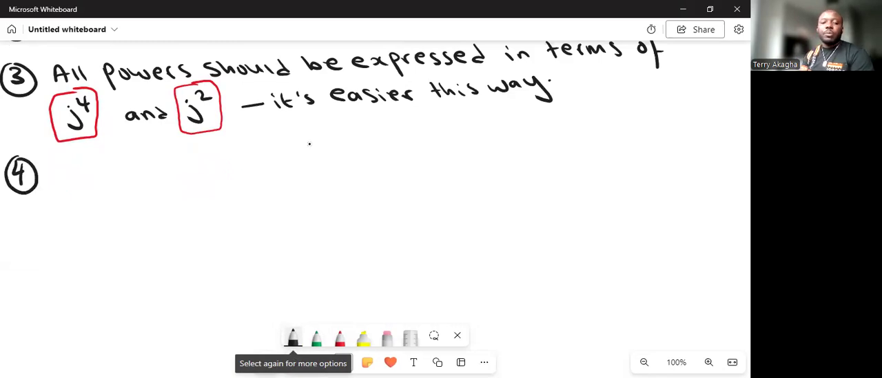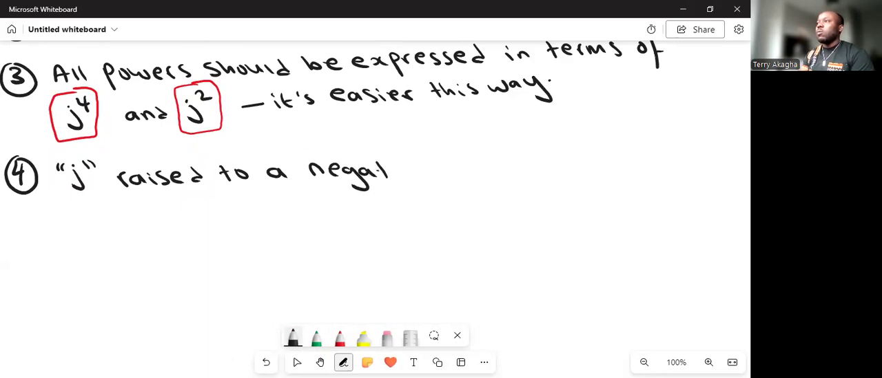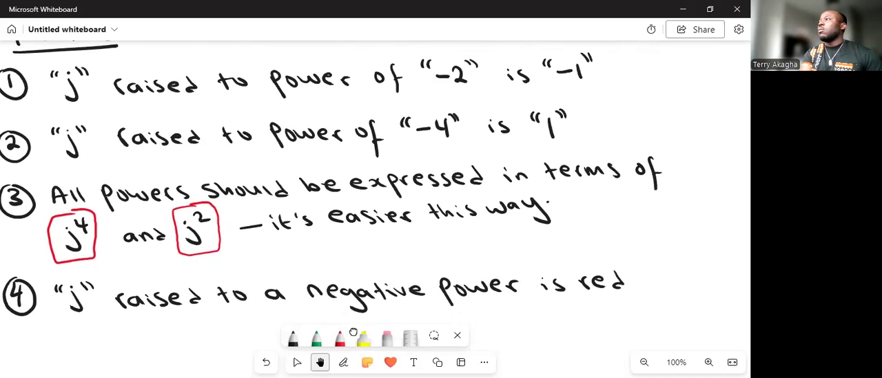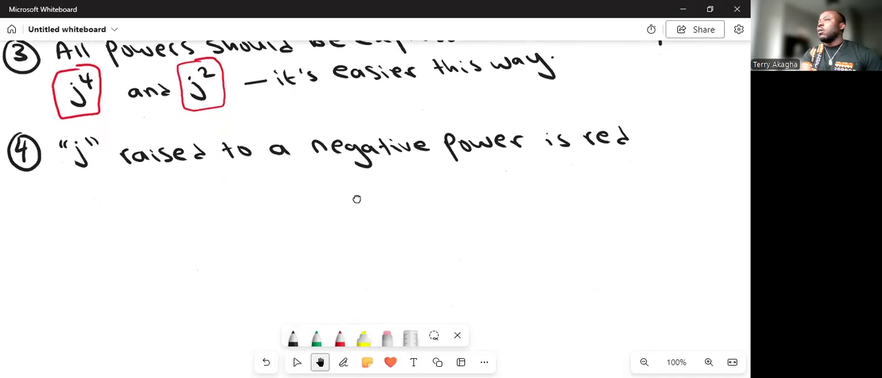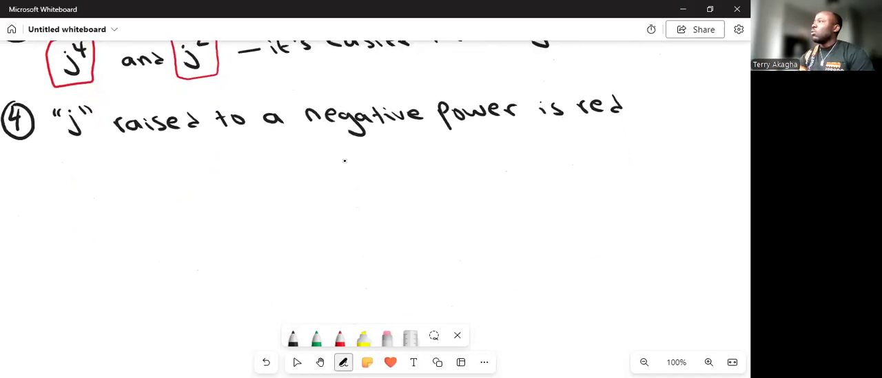So number 4: j raised to a negative integer or negative power is reduced to one of the following 4 answers.